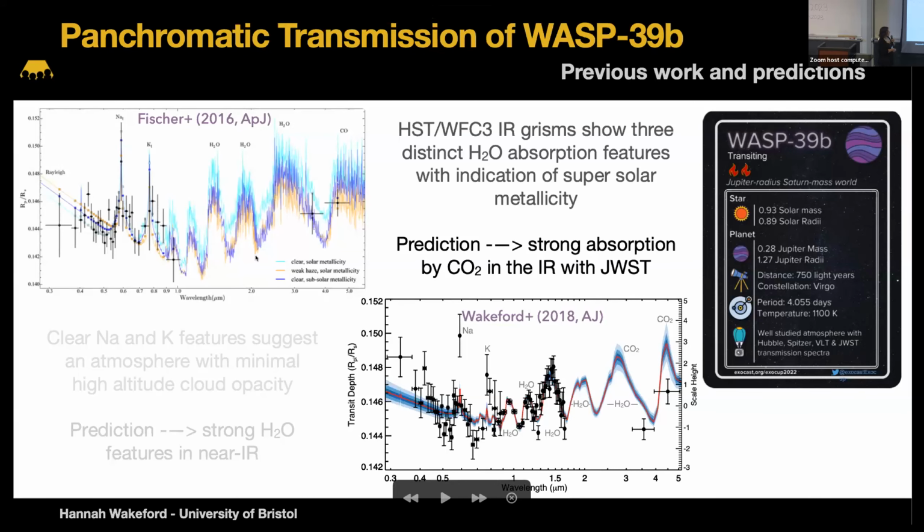So with observations then in the near infrared with the Hubble Space Telescope, we then saw water absorption features, 3 very distinct bands of water absorption. And from this, we predicted that we should see strong absorption from CO2. So we did observation, prediction, observation, prediction.